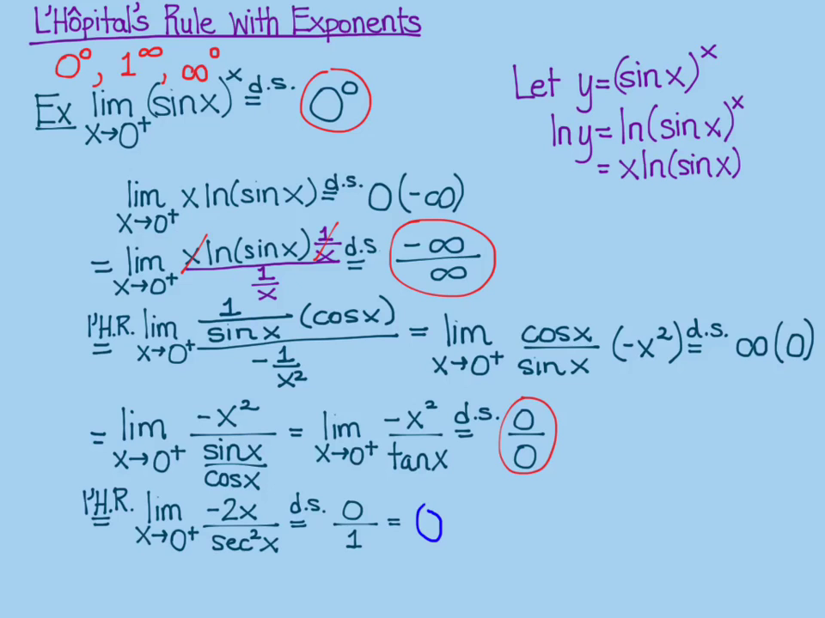So notice that at the beginning we were looking at the natural log of y when we really wanted the limit as x goes to 0 of y. So instead we're going to say that the limit as x goes to 0 from above of y is going to be e to the whatever our limit was here, which is 0. So we end up with e to the 0, which is 1.